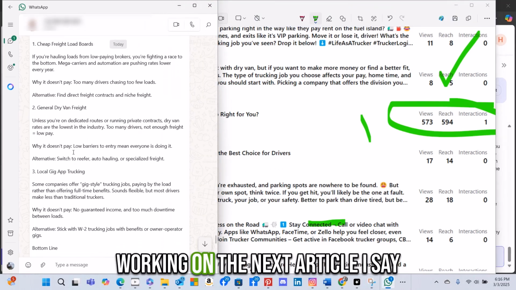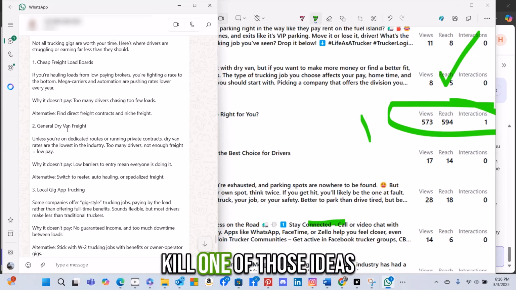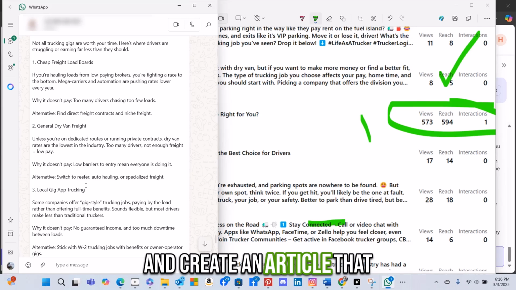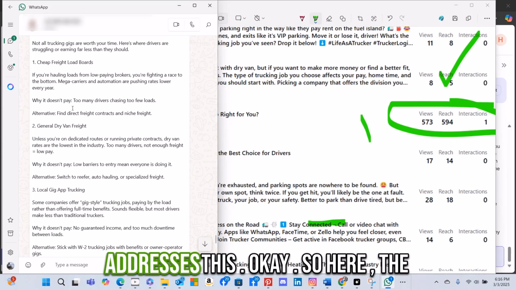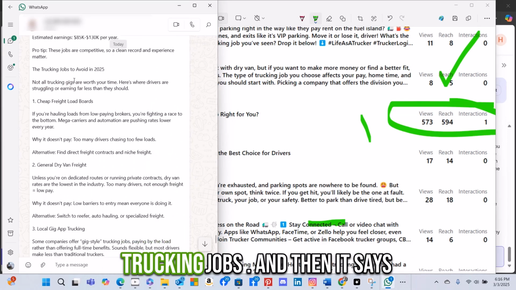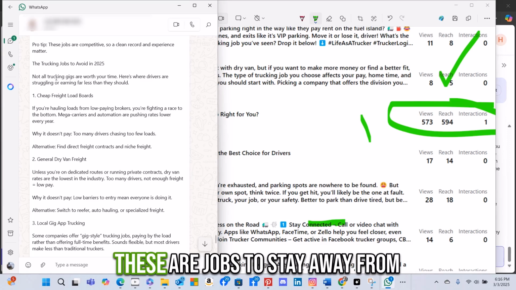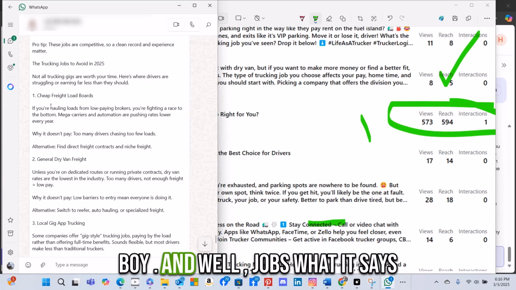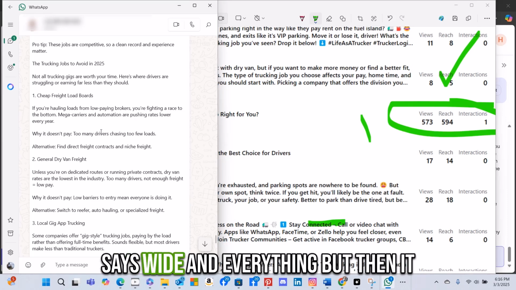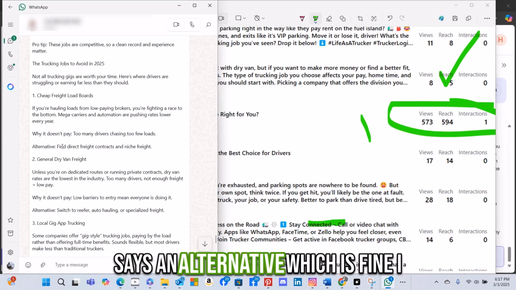So while working on the next article, I said kill one of those ideas and create an article that addresses this. Here the article is already about top paying trucking jobs. And then it says these are jobs to stay away from, and it says cheap load boards. And of course it says why and everything, but then it says an alternative, which is fine.